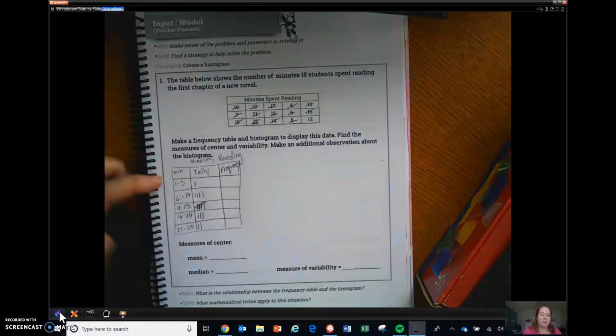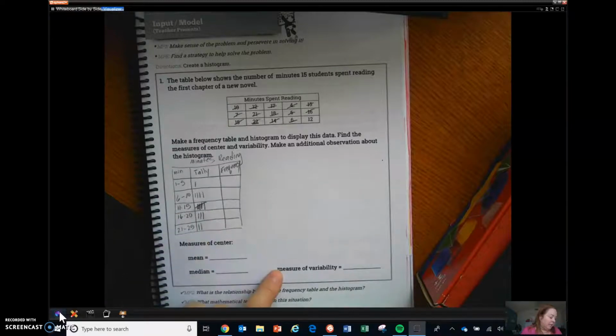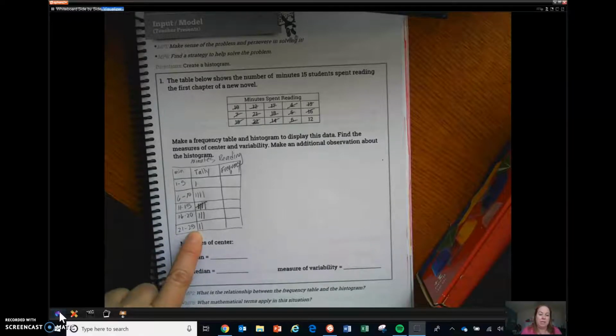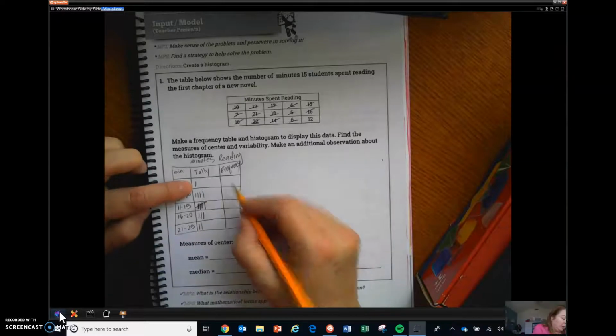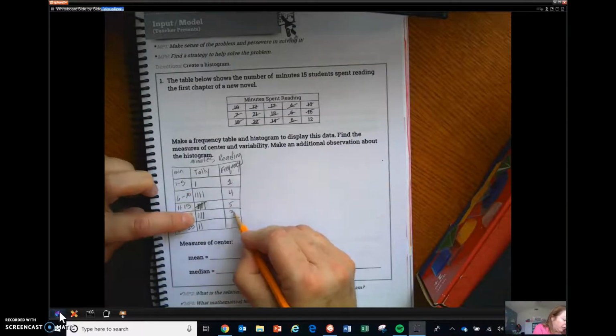So this is actually what teachers do. We look at data like this because then we can see that for most people in the class, it took 11 to 15 minutes. And I would think, okay, this group of kids that went 21 to 25 minutes, I need to work with them on their reading skills. So this is really good information. Frequency is just the number. So there's 5, there's 3, there's 2.